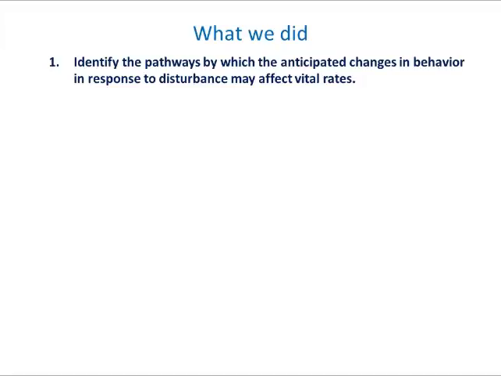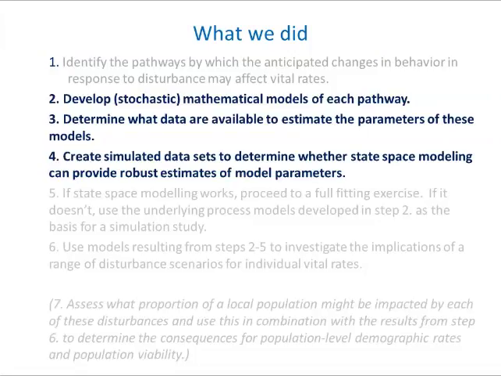So how do we cope with all these complicated situations? Well, first of all, we identified the pathways by which the anticipated changes in behavior in response to disturbance might work their way through to vital rates. Are they likely to be direct impacts, or are they likely to be chronic impacts through condition, and then on to vital rates?